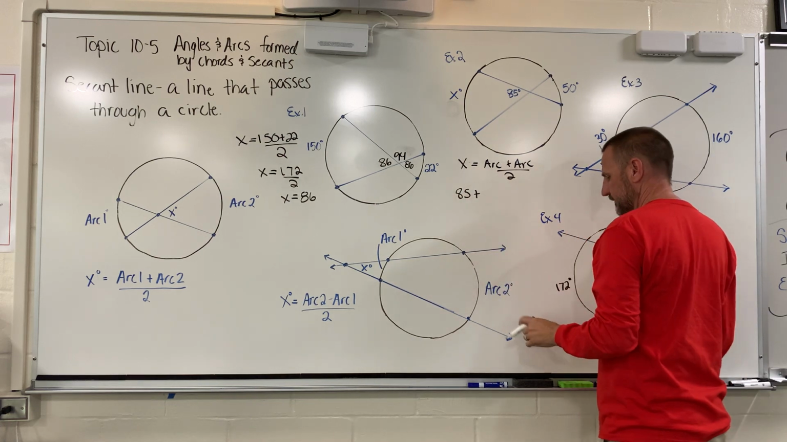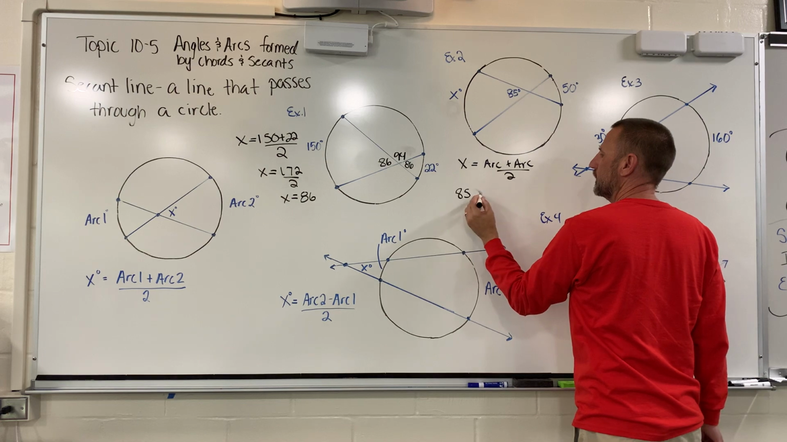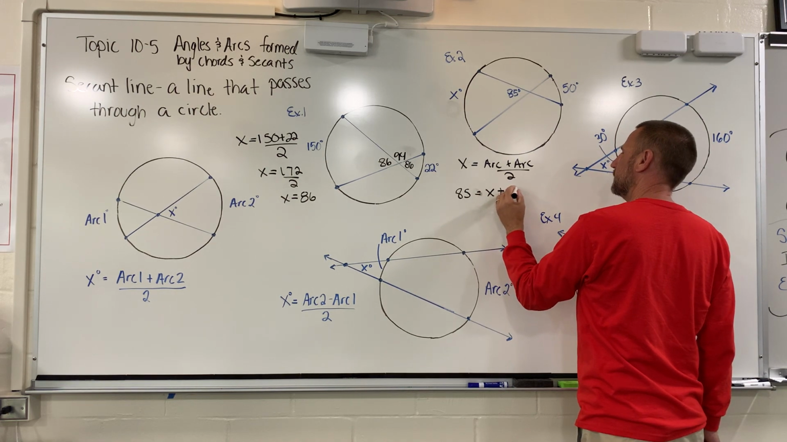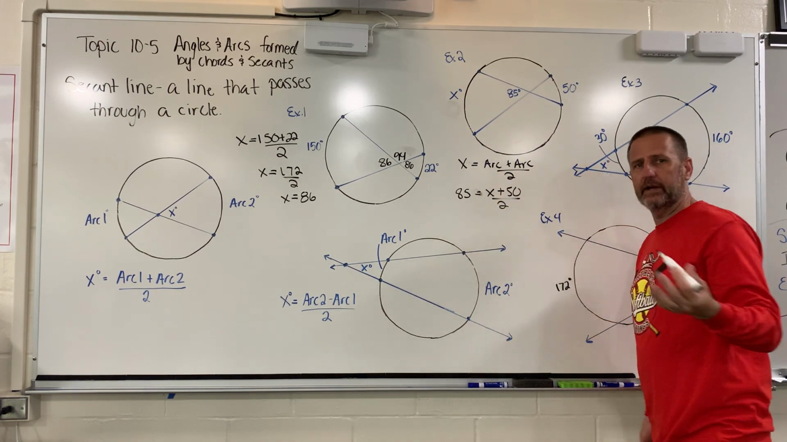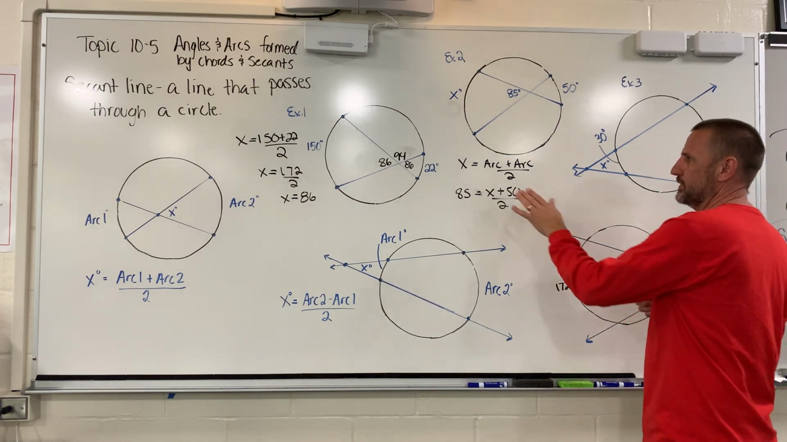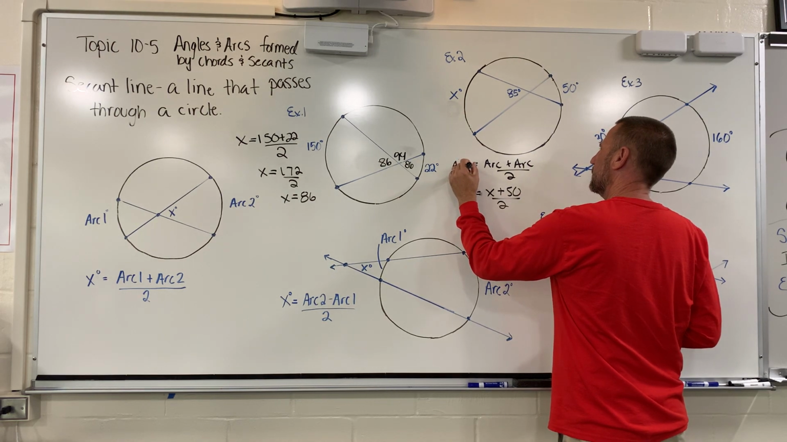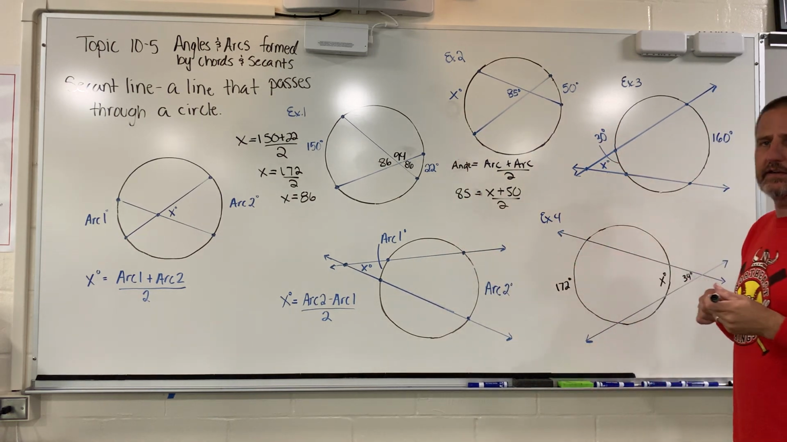And in this case, I know that x plus 50 divided by 2 is supposed to equal 85. So I had to rearrange the formula since x was going to be my angle, and I should have written it that way. I should have written angle equals the two arcs added together divided by 2.